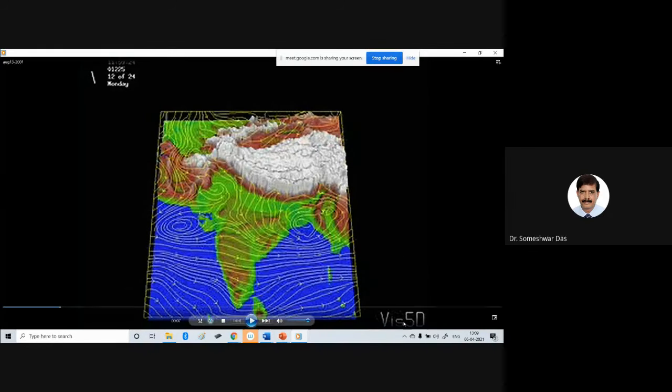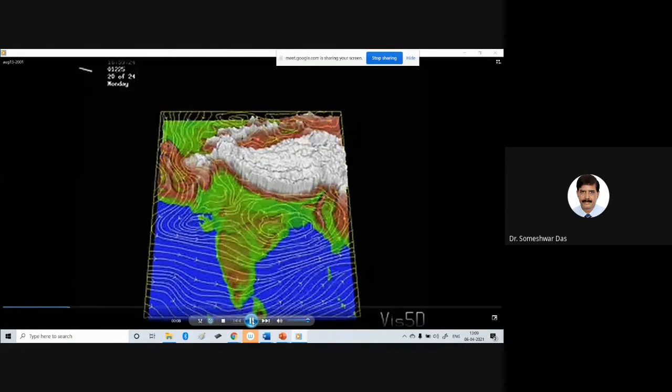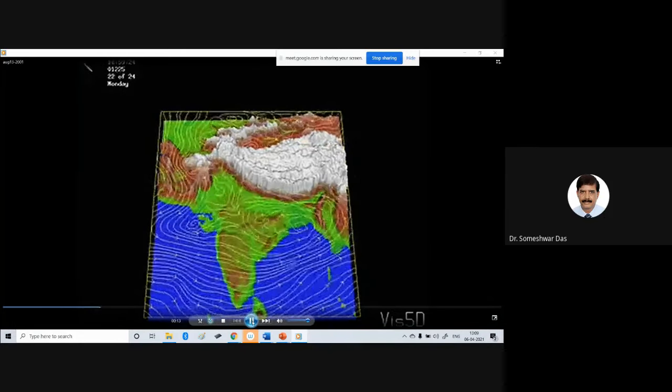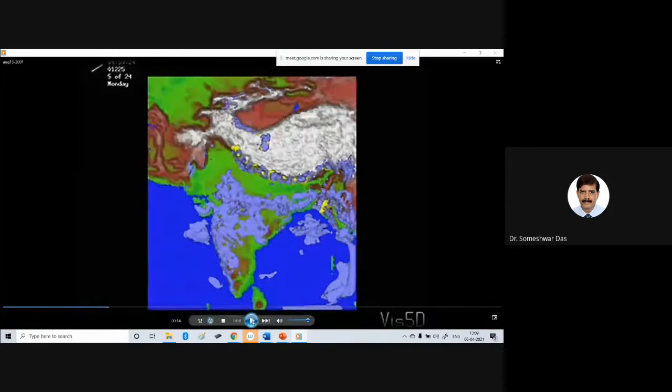So this was drawn by a software called Vis5D. Okay, so let us see. Now this is the evolution of the streamline patterns, as you can see. Now what you see now are different types of clouds which have formed over the Indian region during the monsoon season.